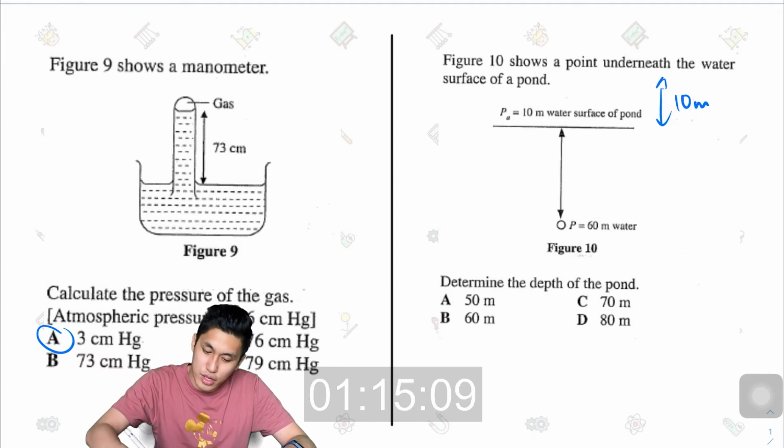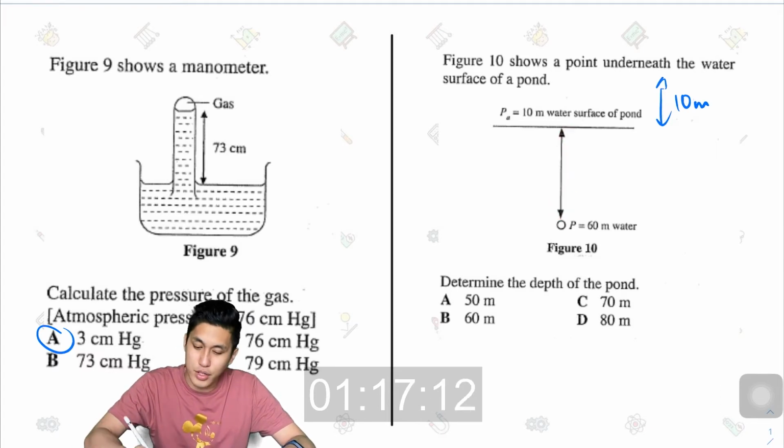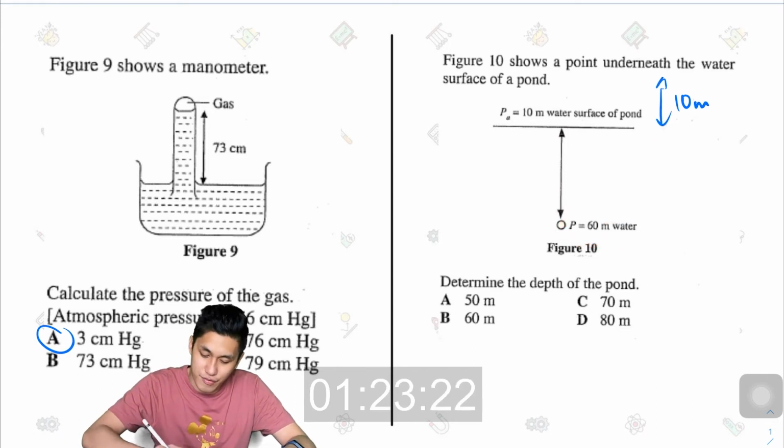So you add on this amount of water, you should get 60 meters of water, right, at this point P. So what should be here? It should be 50 meters. Okay.